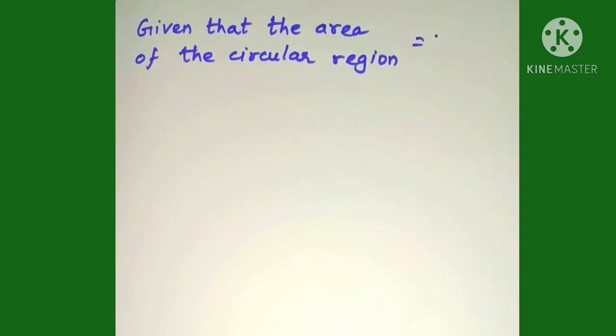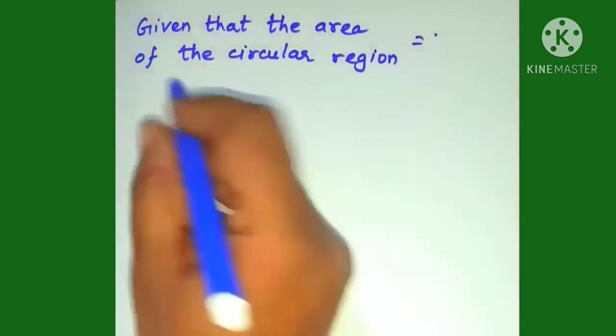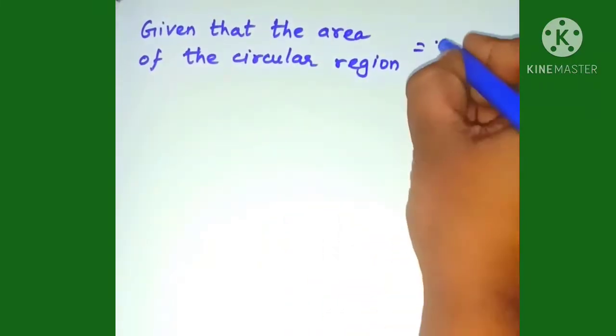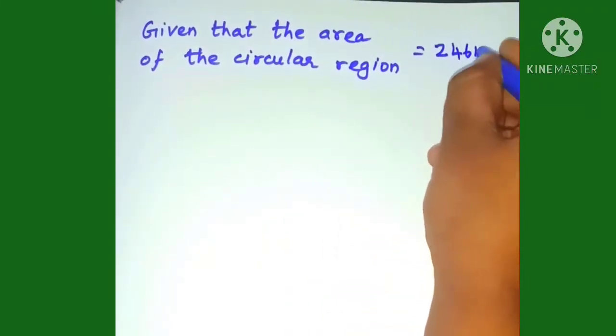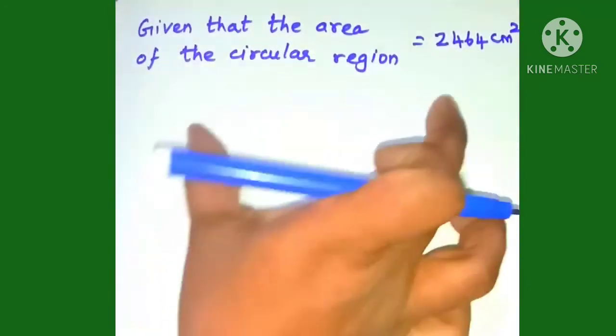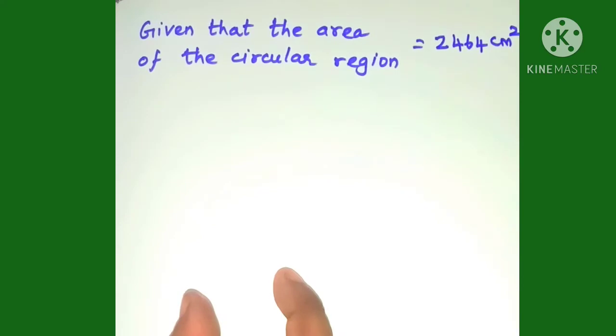Example 2.11. The area of the circular region is 2464 centimeter square. Find its radius and diameter. So use pi value as 22 by 7. So now students, the area of a circular region is given. So by using that, we have to find the radius and diameter of the circular region. And here we are going to use the value of pi as 22 by 7, which is given in the problem itself. So now, given that the area of the circular region is 2464 centimeters square.